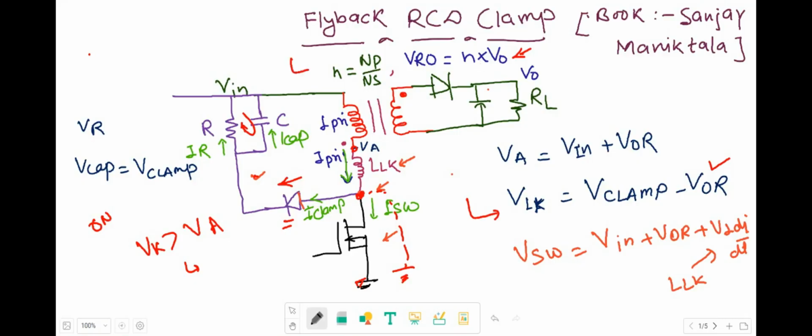The number of turns is going to be NP divided by NS. So if you want to write the expression for reflected voltage, how is it going to be? VOR, let's say the reflected voltage at the primary side, is going to be NP divided by NS multiplied by V naught. This will give you the reflected voltage during off time. So let us quickly understand how you are going to do this kind of analysis.